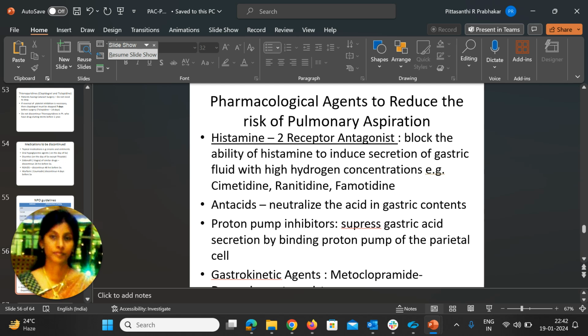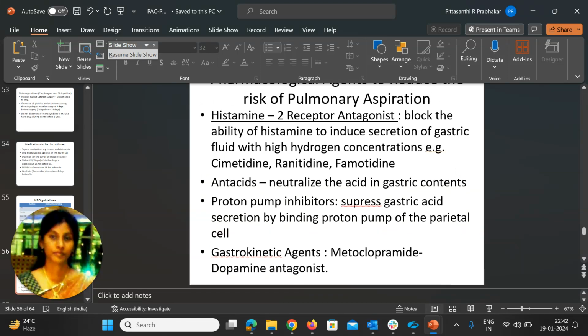The pharmacological agents we use to reduce the risk of pulmonary aspiration are histamine 2 receptor antagonists, which block the ability of histamine to induce secretion of gastric fluid with high hydrogen concentrations, such as cimetidine, ranitidine, and famotidine. Also antacids to neutralize the acid in gastric contents, proton pump inhibitors to suppress gastric acid secretion by binding the proton pump of the parietal cell, and gastrokinetic agents like metoclopramide, a dopamine antagonist.